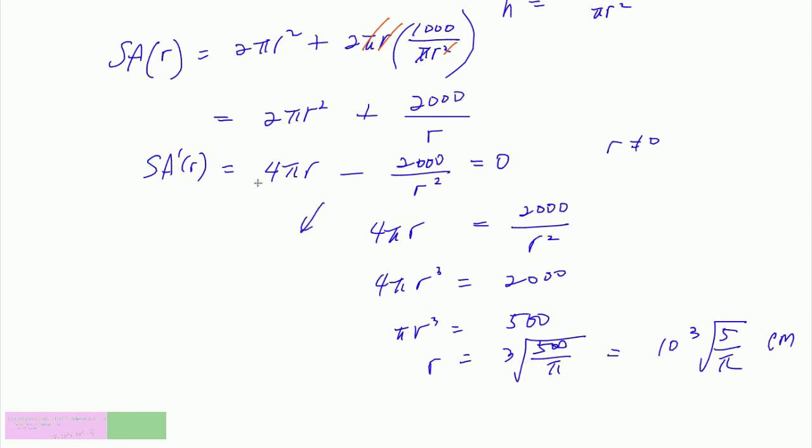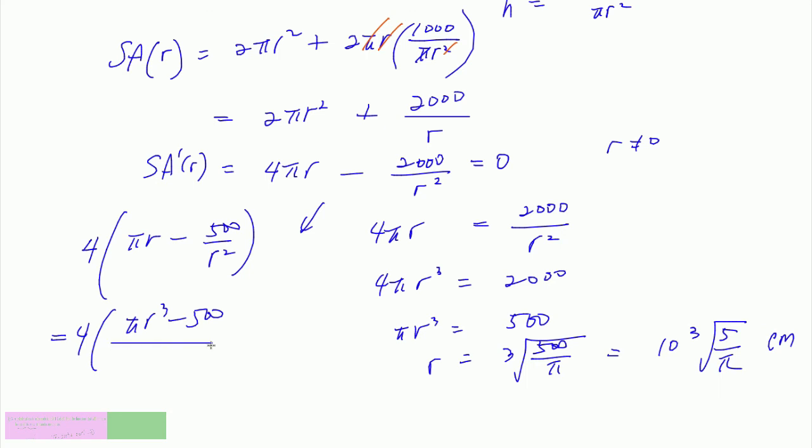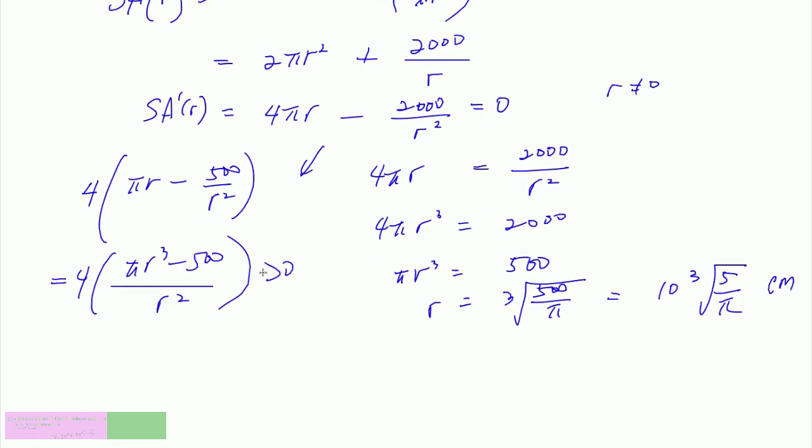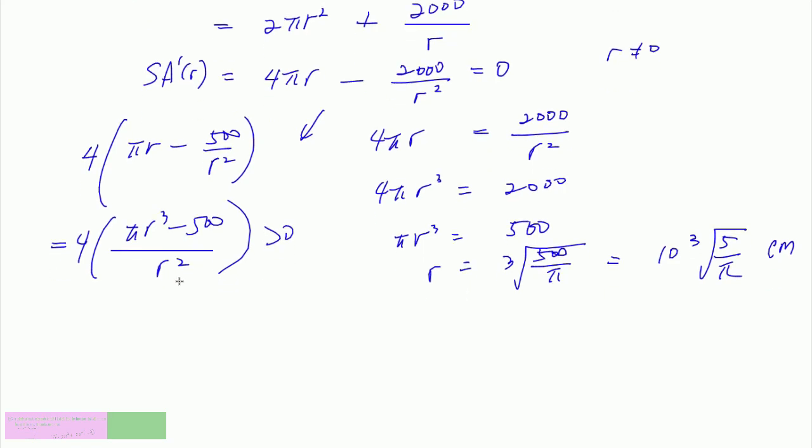To confirm that it is a minimum, we should go back to this. Maybe I should have just added it. Let's factor out 4 and you get pi r cubed minus 500 over r squared. So let's see where this is positive. You know this bottom is always positive, so we just have to consider the top. Where is this positive?